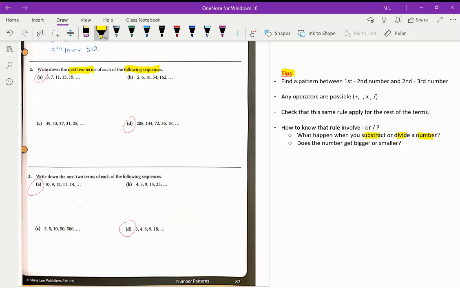Okay, so let's do question 2a. From the term in the first position to the term in the second position, there seems to be a plus 4. So I think the rule is plus 4. How do I confirm? I check with the next terms. From the second to the third, also plus 4. Let me check whether this rule applies for every term. Also plus 4, also plus 4.